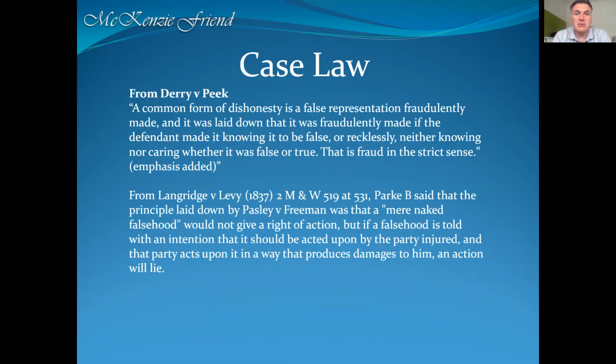Now, looking from the classic case of Derry and Peake, a common form of dishonesty is false representation, fraudulently made, and it was laid down that it was fraudulently made if the defendant made it knowing it to be false or recklessly, neither knowing nor caring whether it was false or true. That is fraud in the strictest sense.